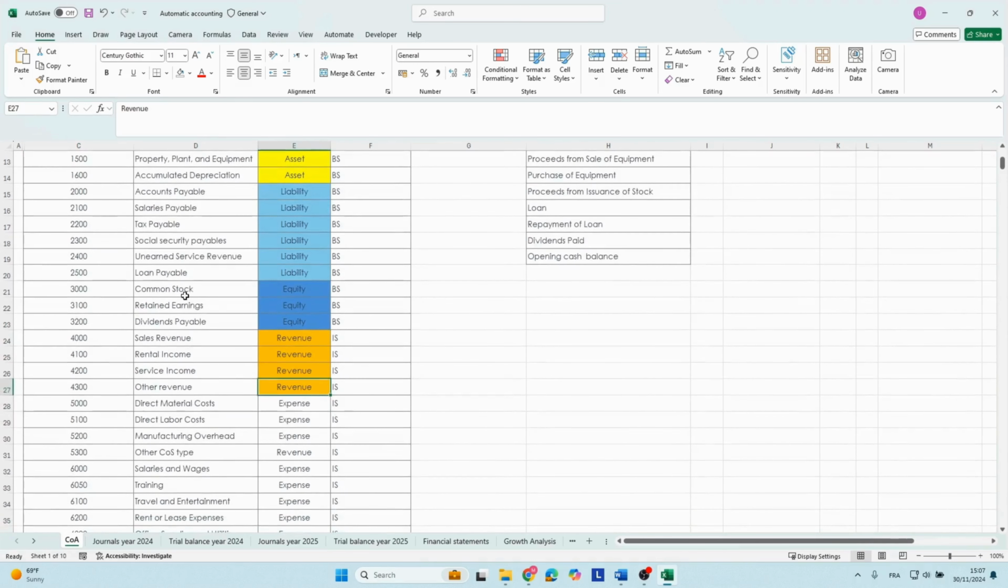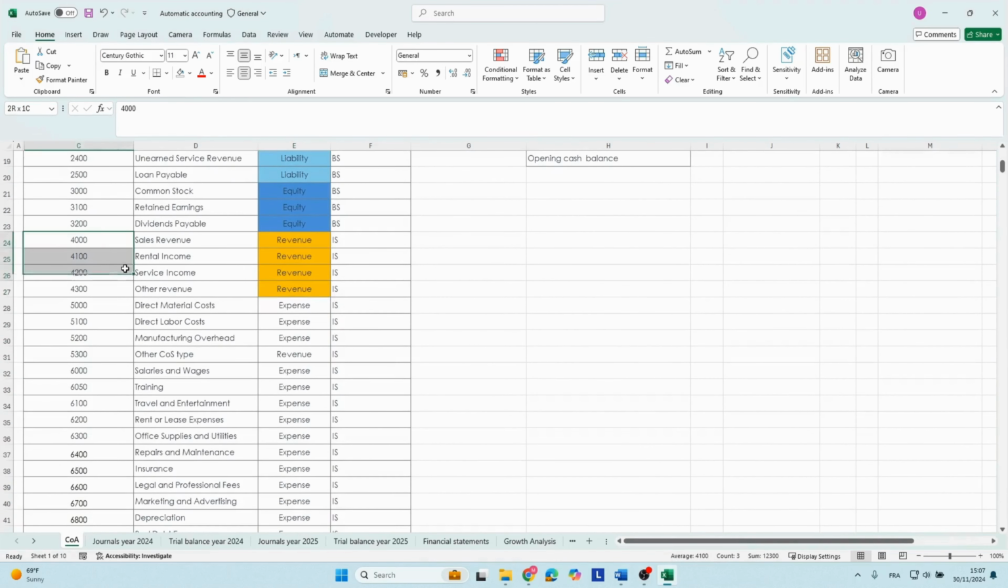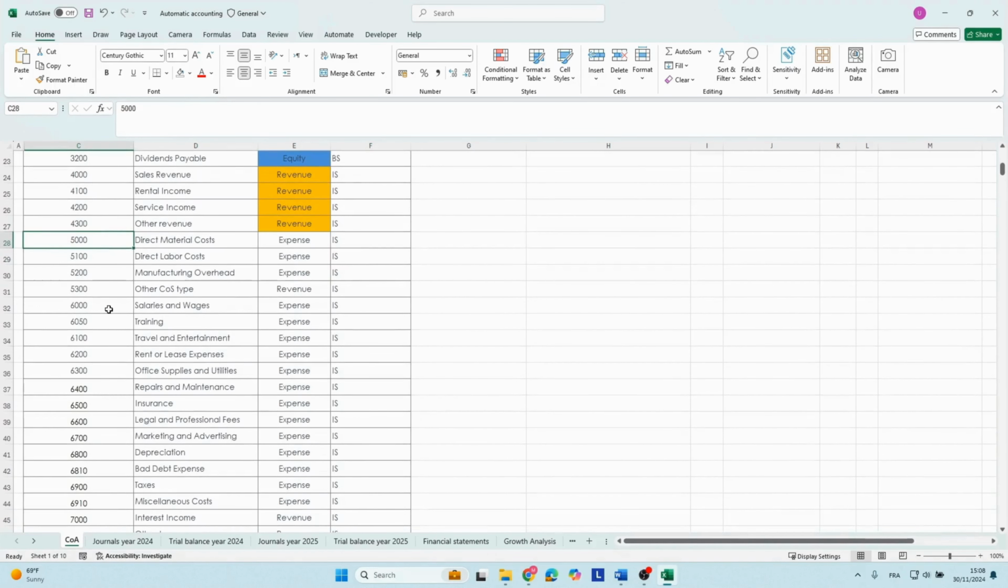Then let's move to the income statement accounts. We have revenue accounts. We give it class number 4, which includes different types of revenue and is part of the income statement. Now we have direct costs, which are the costs related to production, including direct material, direct labor, manufacturing overhead, and other cost of goods sold. So we give it class number 5.